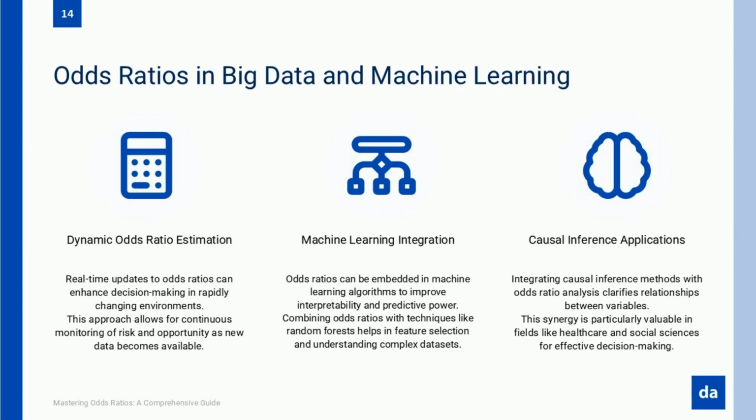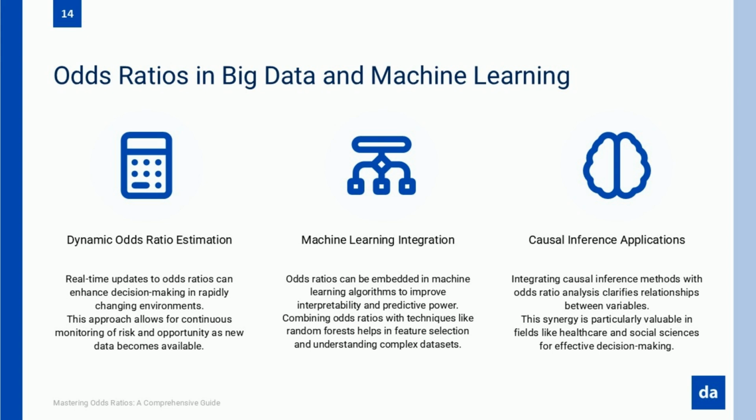As datasets grow exponentially larger and more complex, a new frontier emerges in the application of odds ratios. How do we extract meaningful insights from billions of data points without losing interpretability? The answer lies at the intersection of statistical theory and cutting-edge machine learning. The era of big data presents both challenges and opportunities for odds ratio analysis.